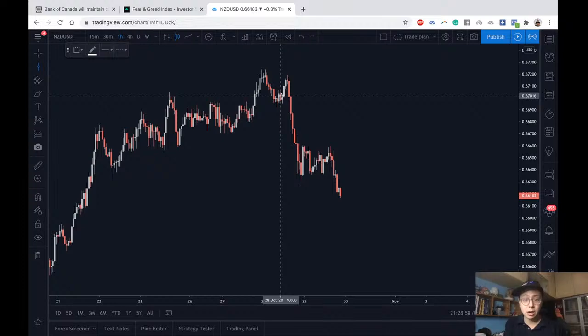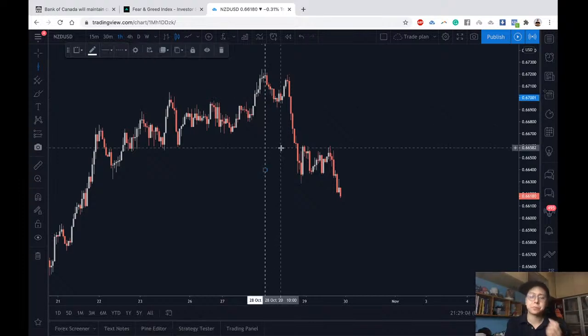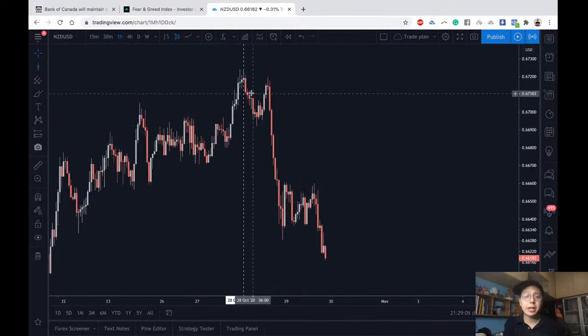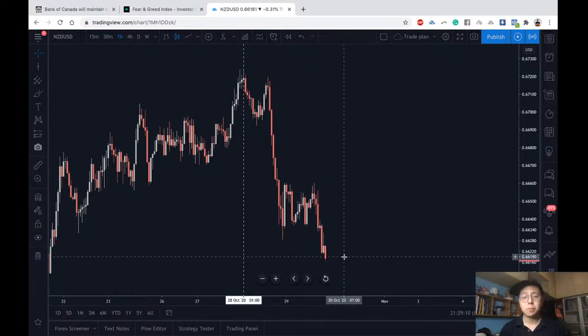Today is the 29th, so this is where 28 is. I put a vertical line where yesterday started, and where we are today. I'm not saying that the move down here is purely based on sentiment itself, but I want you to see that sentiment is one of the factors that can move your market price.